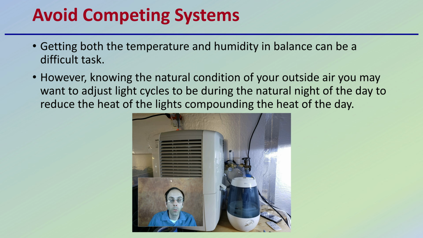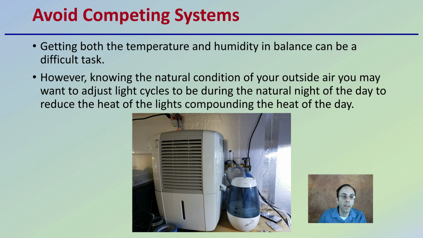Lastly, avoid competing systems. Getting both temperature and humidity in balance can be a difficult task. However, knowing the natural conditions of your outside air may help you adjust your light cycles to be during the natural night of the day, to reduce the heat of the lights compounding with the heat of the day. If you're growing in a completely indoor space, those plants are isolated from the outside. Just because the sun's out doesn't mean your lights have to be on. You can help absorb some of those differences by having your plants essentially experience the daytime during what would be the natural nighttime, when it's cooler out.